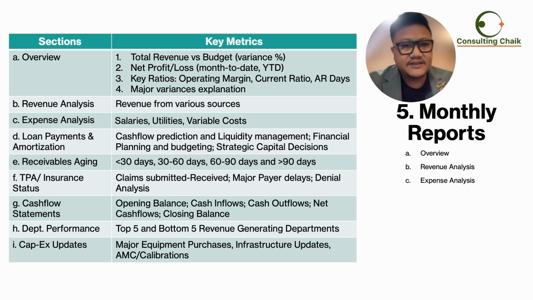Then comes your expense analysis. In expense analysis, you see your salaries, your utilities, variable cost. So it monitors cost control effectiveness, how well we are able to control the cost, and any flags of budget overrun can be seen through this. And it also guides cost optimization initiatives across several categories.